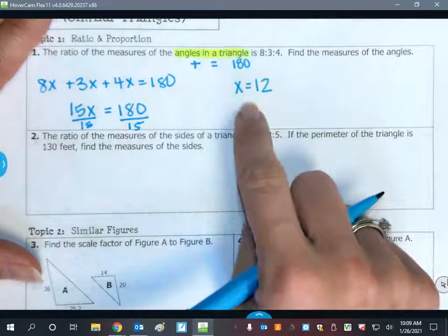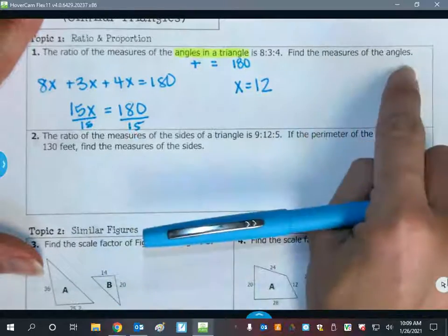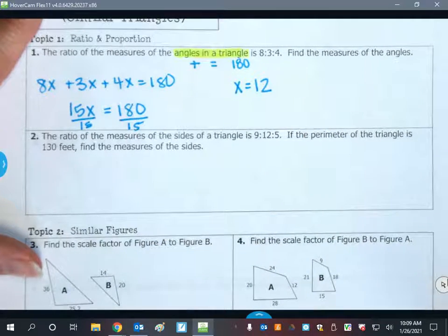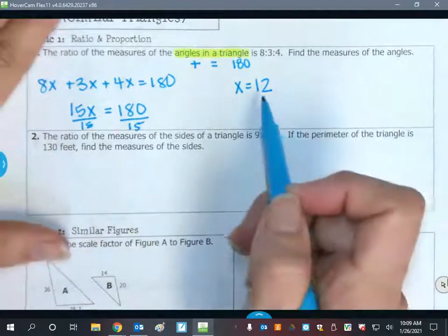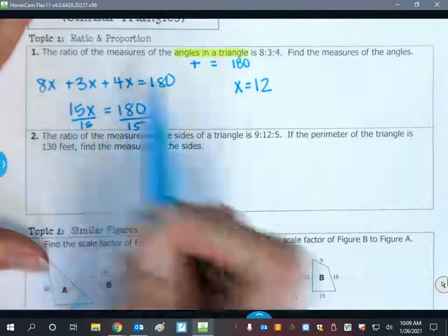Now, we're not done with the question yet. It asked us to find the measures of the angles. Please choose the answer that shows you the correct all three of them, measures of the angles. So to find the measures of these angles, we plug that x back into all three of the angles.